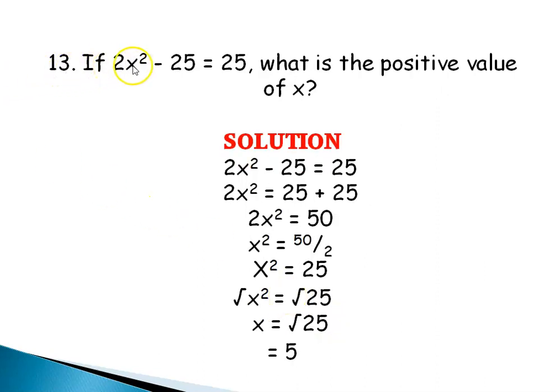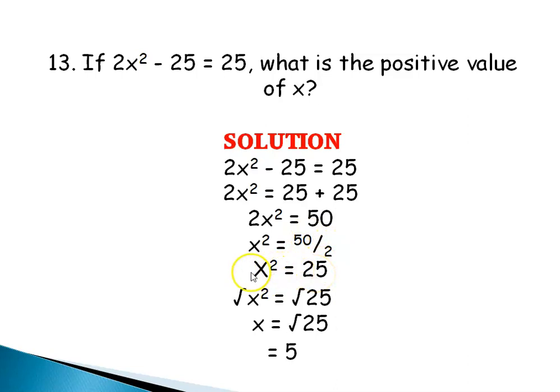Question 13. If 2x squared minus 25 is equals to 25, what is the positive value of x? Alright, so I'll bring my minus 25 to this side and it will become 2x squared is equals to 25 plus 25. 2x squared is equals to 50. Divide both sides by 2 for me to get my value of x squared. So 2x squared divided by 2 is x squared. 50 divided by 2 is 25.